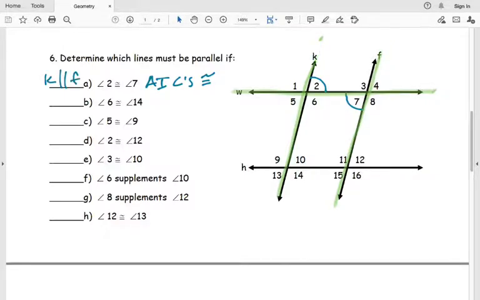All right, next, I've got that angle 6 and angle 14 are congruent to each other. Those are angles formed by these lines and this transversal. Those are then corresponding angles, and corresponding angles, if they are congruent, then you know lines are parallel. So the 2 lines that would be parallel here are W and H.